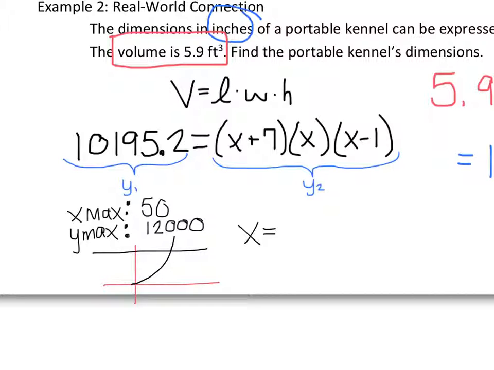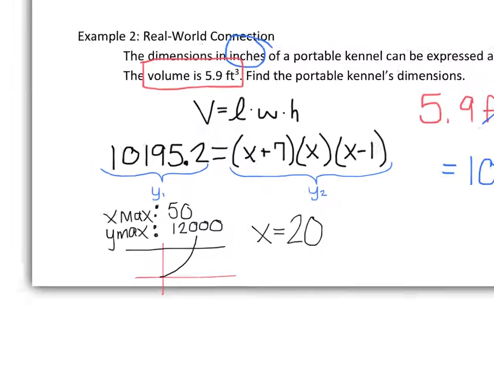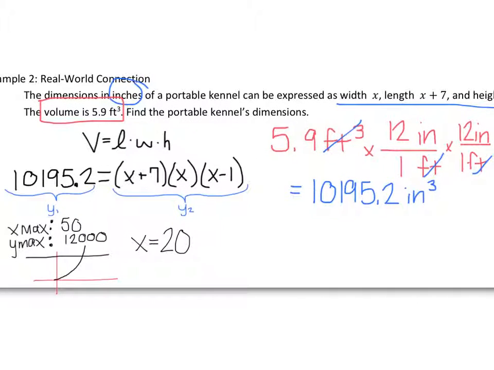What'd you get for your x, Ty? So what'd you get? Anybody? 19.95. Let's round up. We'll just say it was 20. So what does that x represent? Which one was just x? Width, right? Okay, so if width is 20 inches, what would the length be if it's x plus 7?